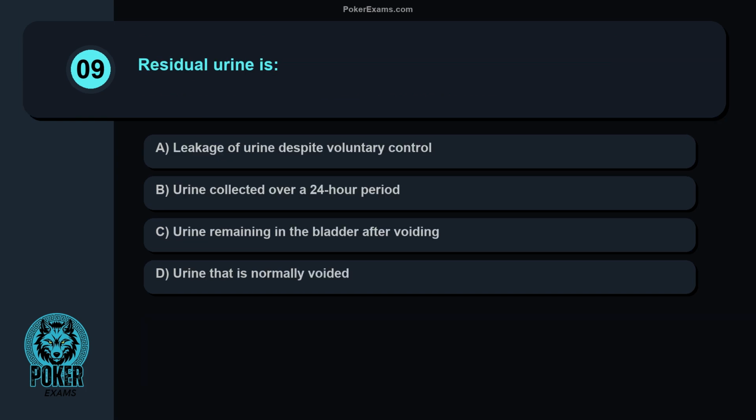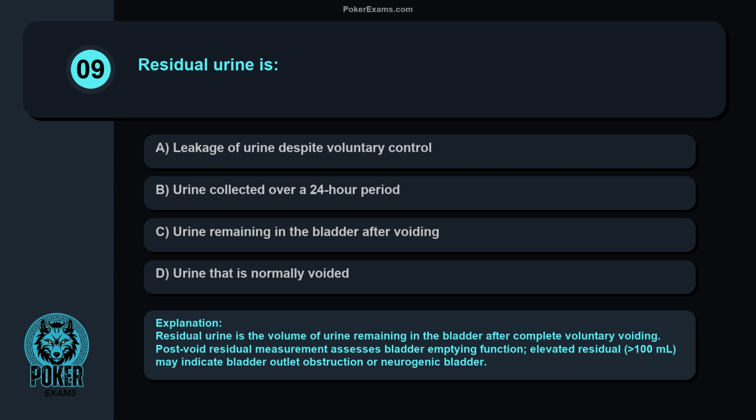Question 9. Residual urine is: leakage of urine despite voluntary control; urine collected over a 24-hour period; urine remaining in the bladder after voiding; urine that is normally voided. Residual urine is the volume of urine remaining in the bladder after complete voluntary voiding. Post-void residual measurement assesses bladder emptying function. Elevated residual, greater than 100 milliliters, may indicate bladder outlet obstruction or neurogenic bladder.